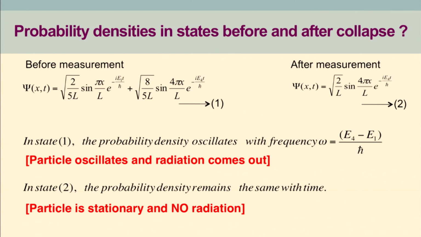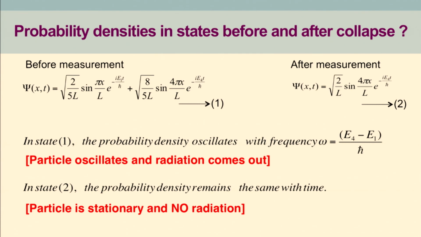So what happened basically? How do the probability densities before and after the collapse change? Before measurement, my wave function was psi x,t equal to a linear combination of the ground state and the third excited state. After the measurement, my wave function changes and becomes purely the n equal to 4 state. So in state 1, the probability density oscillates with frequency omega equal to E4 minus E1 by h cross, because it has both the energy E1 and E4 in its wave function.